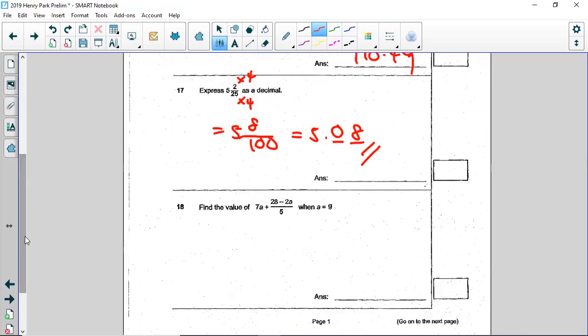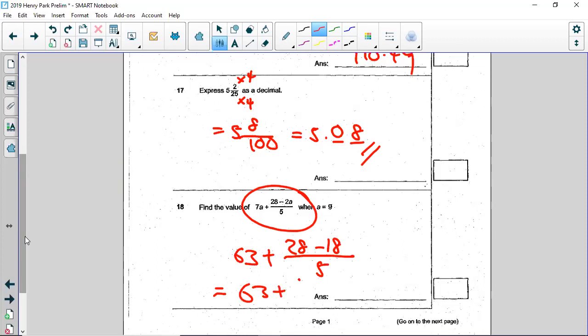Question number 18. When you see this question, do not break up the steps. If you break up the steps, you will forget to do something. So put all the steps together. 7a is 7 times 9, 63, plus 2a, which is 2 times 9, which is 18, and then the answer divided by 5. So do everything in one equation, so that you don't forget something.